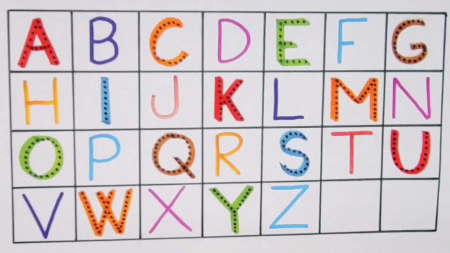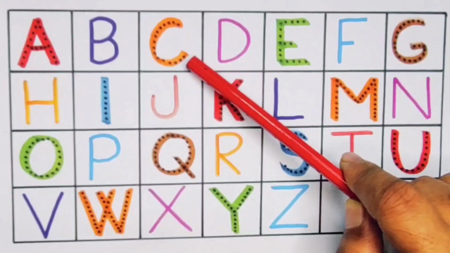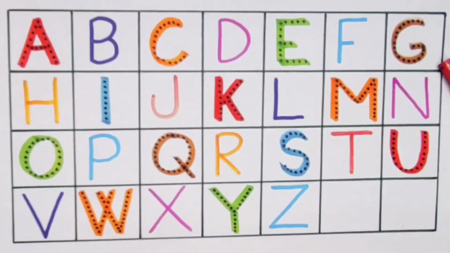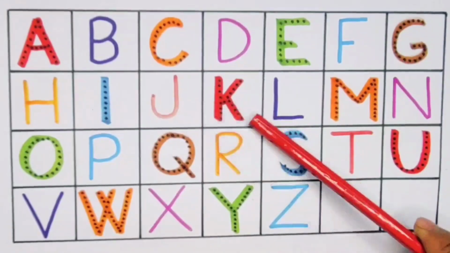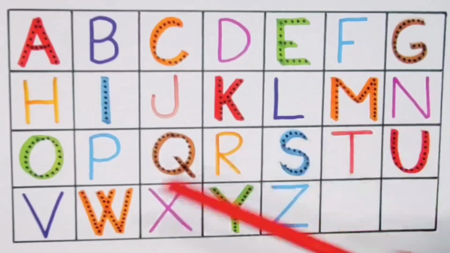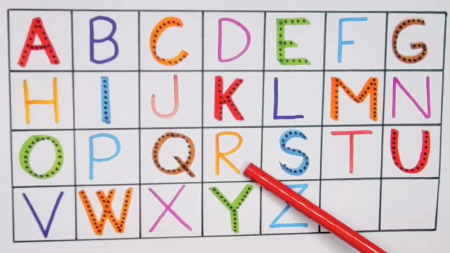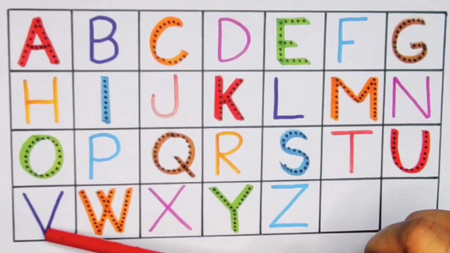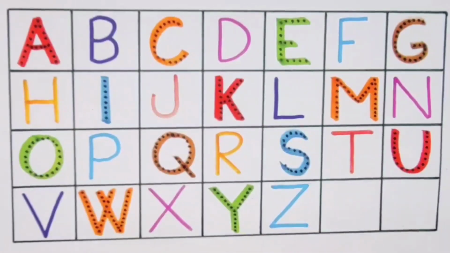What we learn? We learn A for aeroplane, B for butterfly, C for car, D for dolphin, E for elephant, F for fish, G for giraffe, H for house, I for ice cream, J for jam, K for king, L for lion, M for moon, N for nest, O for octopus, P for parrot, Q for queen, R for rabbit, S for sun, T for time, U for umbrella, V for van, W for water, X for X-ray, Y for York and Z for zoo.